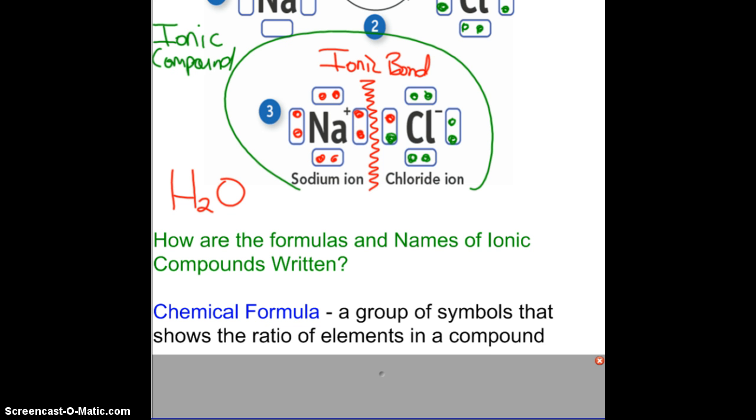What elements are inside H2O? What 2 elements? Hydrogen and oxygen. So a chemical formula is a group that shows the ratio of the elements. So like you guys said, hydrogen and oxygen are making that molecule. And how many hydrogen are there? 2. How many oxygen are there? 1. That's the ratio in the formula.